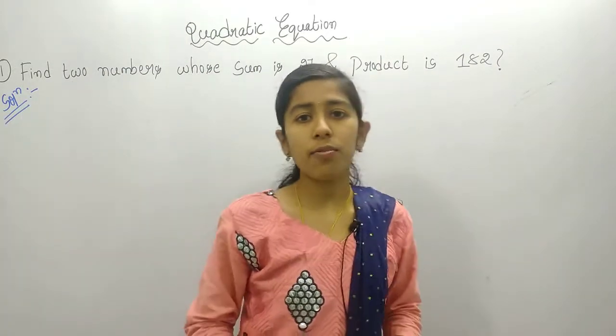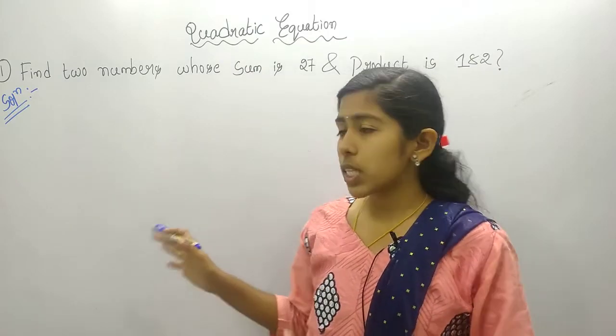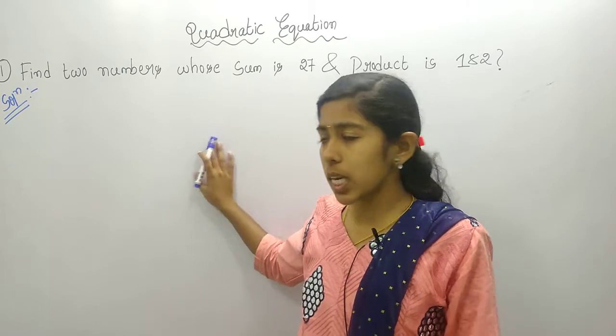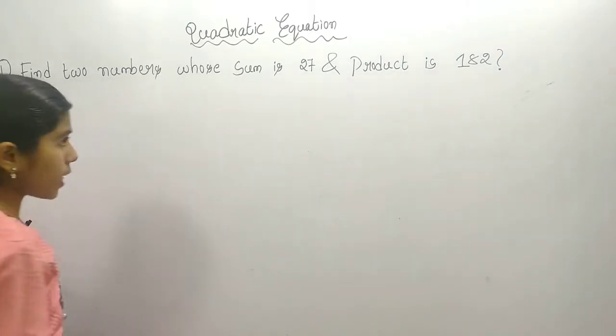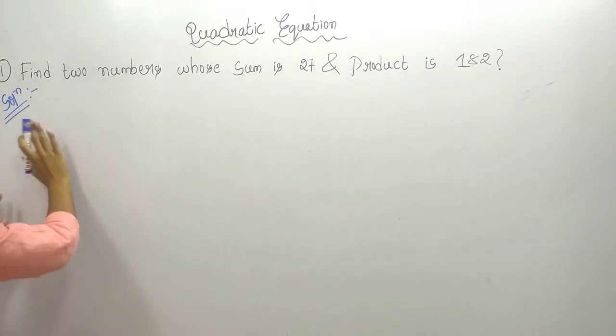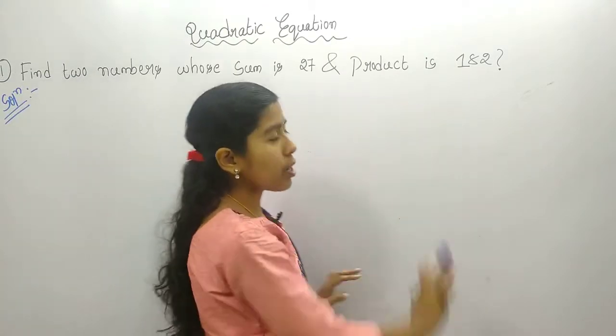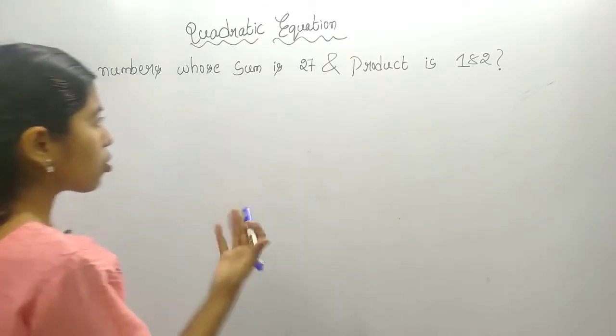Good morning everyone. Today we will learn some story problems based upon quadratic equations. Let's start. Our question is: find two numbers whose sum is 27 and product is 182. So, what will we do?